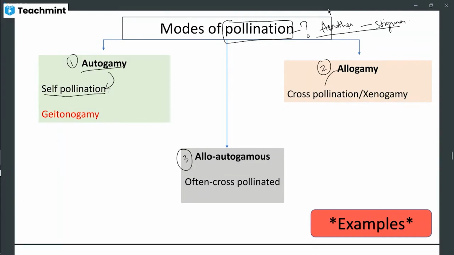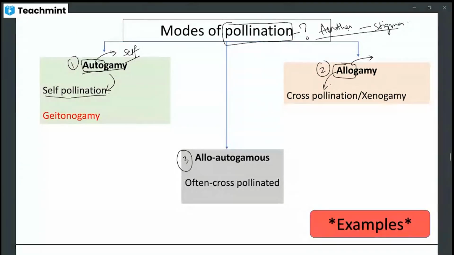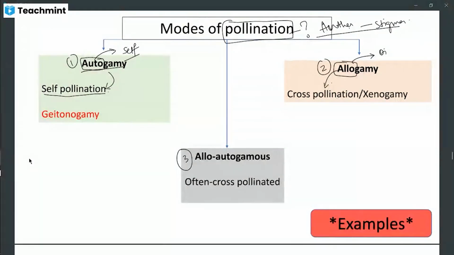And allogamy, it is cross pollination. You can simply remember auto. The meaning of the word auto itself is self, and the meaning of allo is, what is the meaning of allo? Different. Yeah, different. So just remember in this term that autogamy is self pollination, and allogamy, different, is nothing but your cross pollination. So let me tell you one thing.